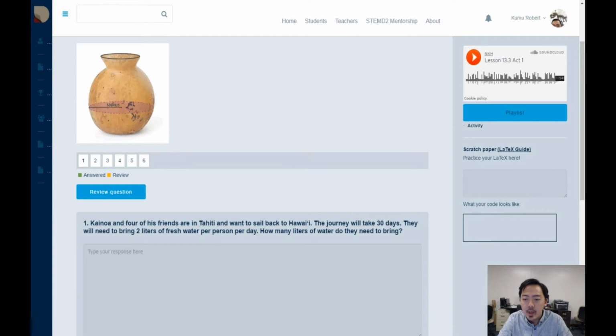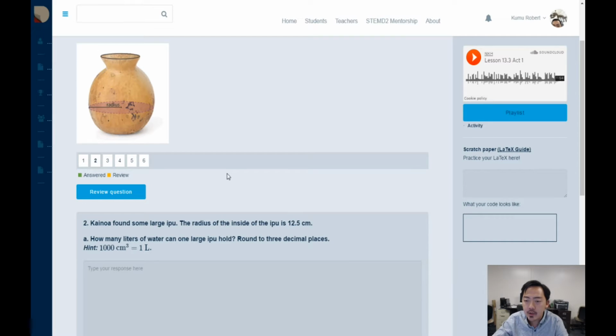In this activity, we want to help out Canoe and 4 of his friends who are planning a 30-day long journey to sail from Tahiti to Hawaii. The 5 of them need to bring 2 liters of fresh water per person per day. In this activity, we first ask the students to figure out how much water do they need for this journey. Luckily, Canoe found some large ipu that have an inside radius of 12.5 centimeters. With this information, we can figure out how much water one large ipu holds.